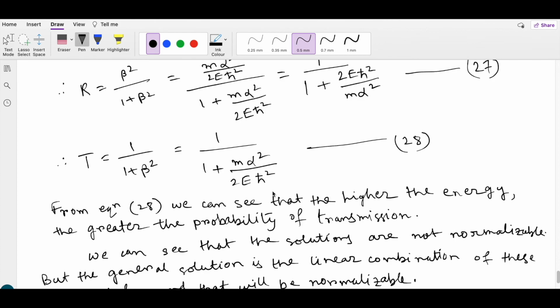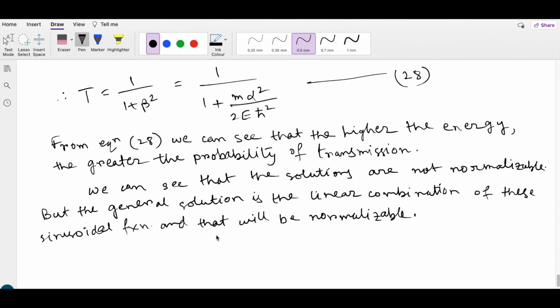So from equation 28 we can easily see that the higher the energy, the greater the probability of transmission, because if E is greater, then this second term in the denominator will be very small. The denominator will be small, and we know that if the denominator is small, the total value is greater.